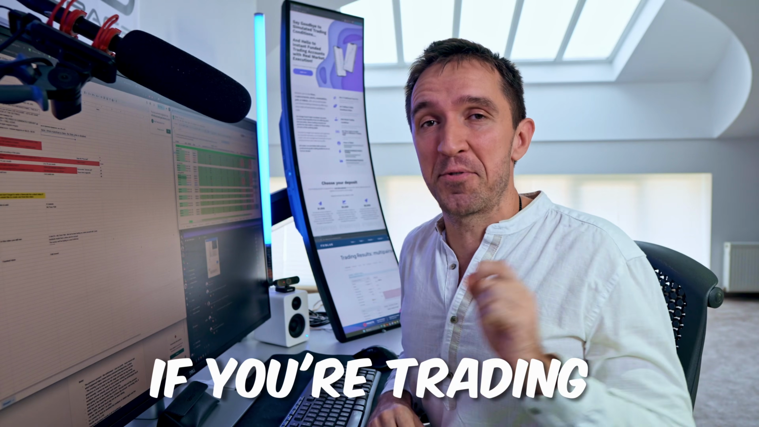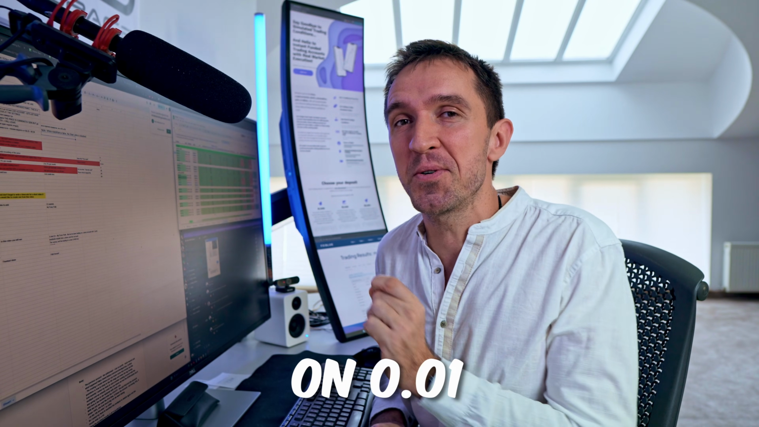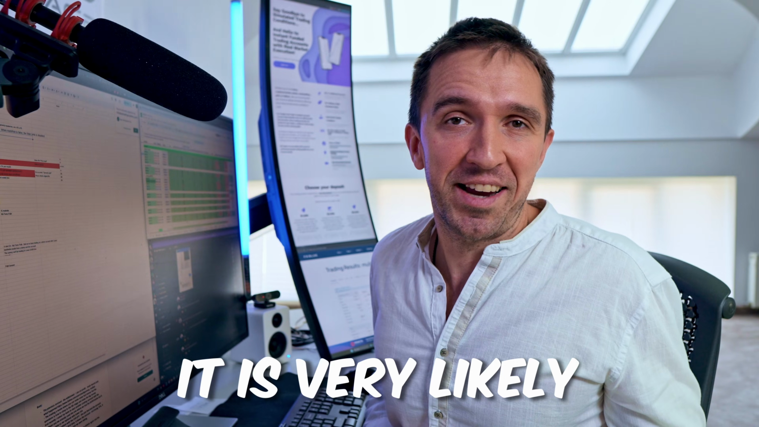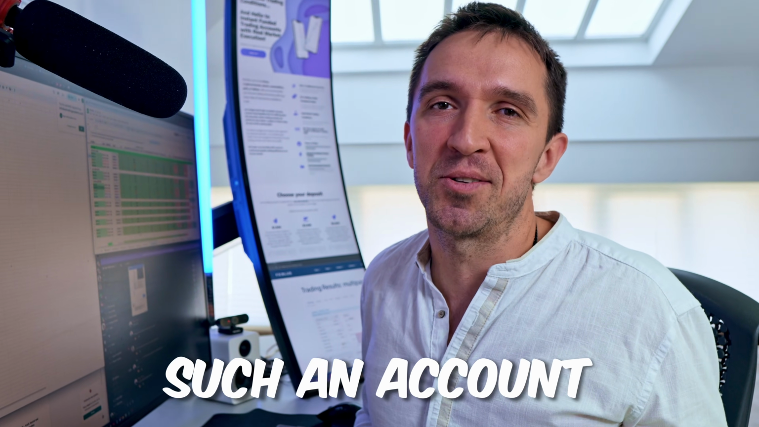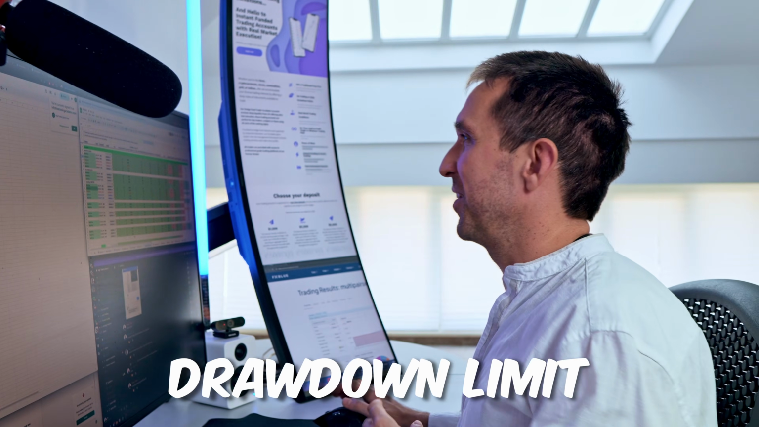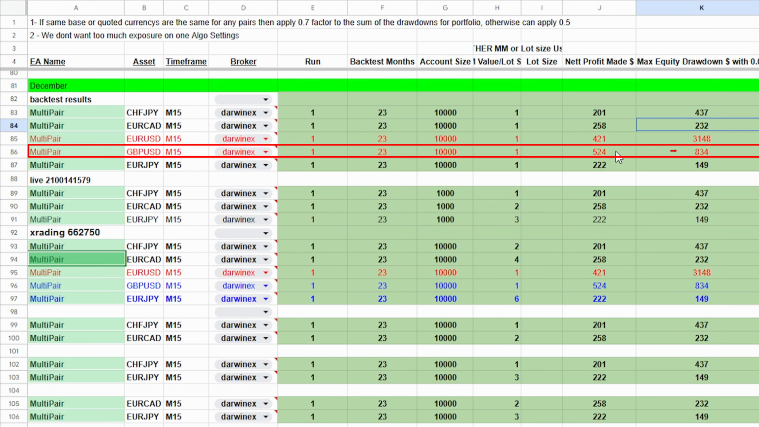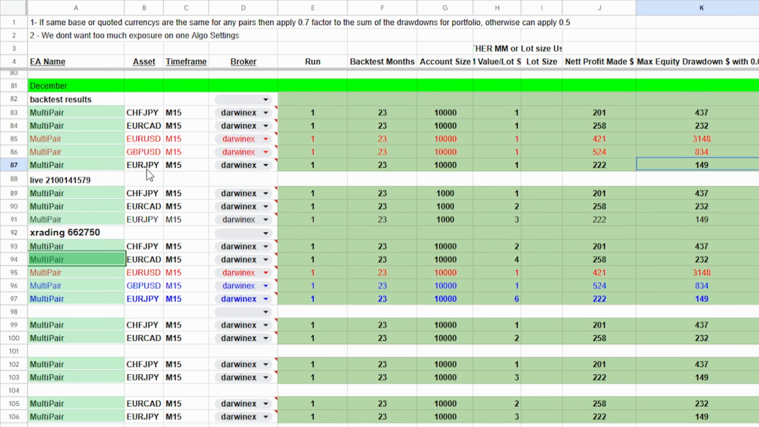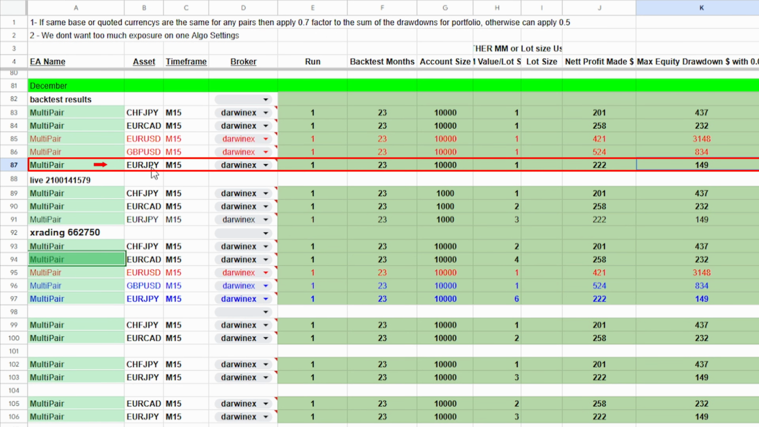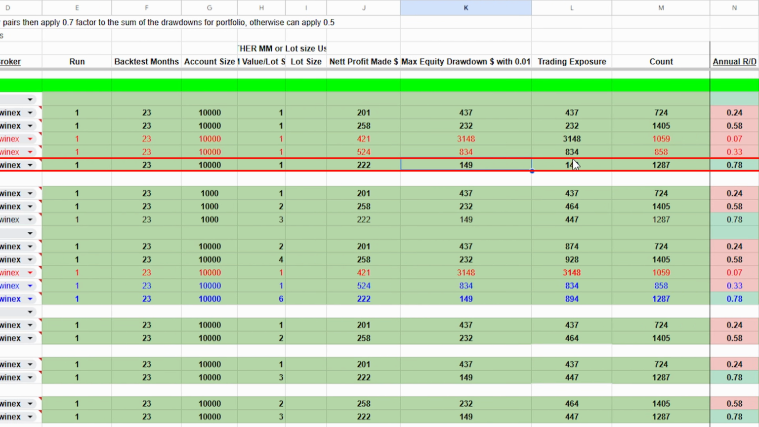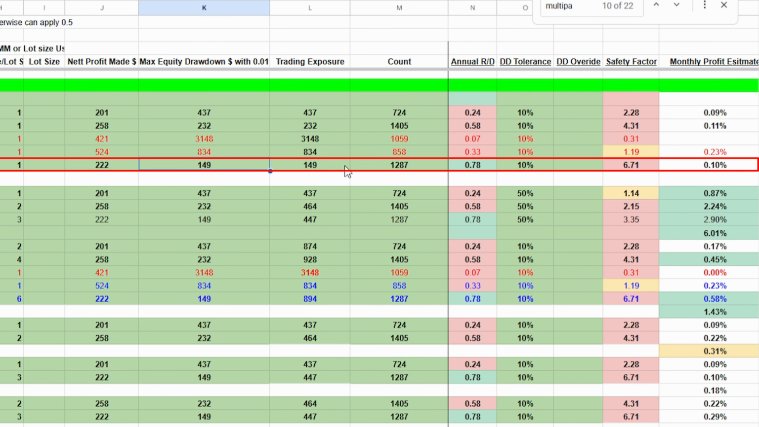3,148. This means that if you're trading with euro dollar on 0.01, it is very likely that you will lose such an account because of the 10% drawdown limit. The pound dollar is 834, which is still high, but we can trade with 0.01, and the best pair in terms of drawdown is the euro yen, which also has a high return to drawdown ratio because the net profit is 222 and the drawdown is 149.